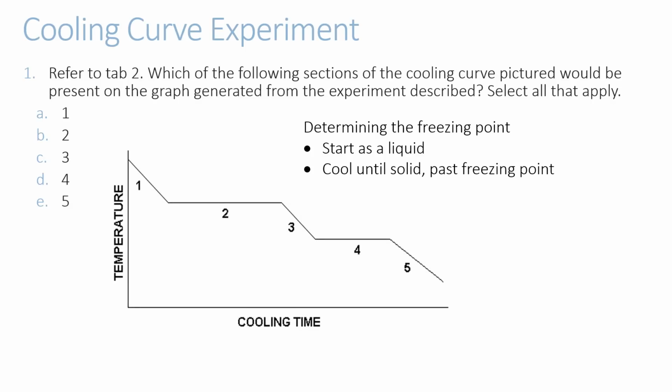So on our cooling curve, we're going to need to include the segment for where freezing is happening, where it's a liquid, and where it's a solid. So that's going to be segments 3, 4, and 5 on the cooling curve.